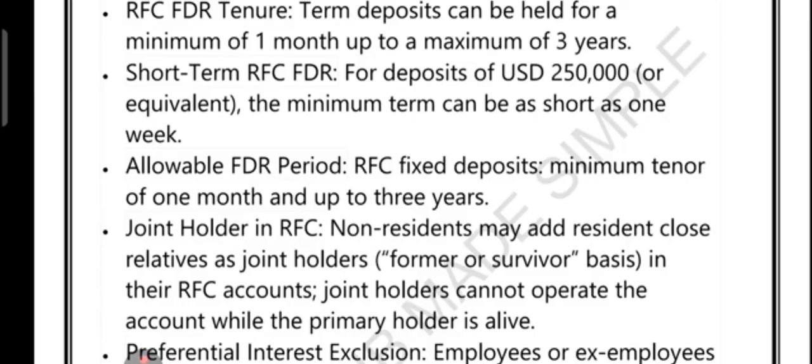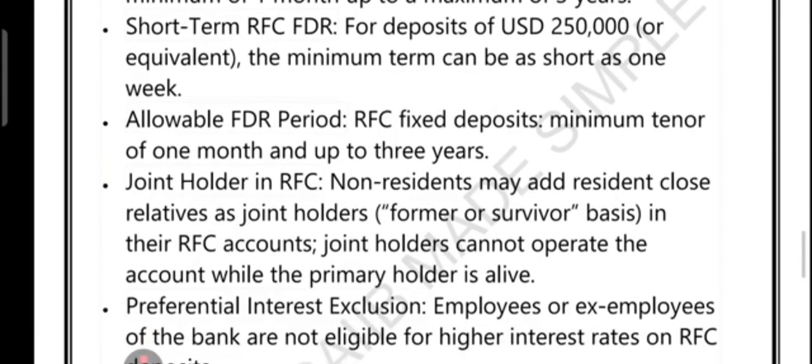Former or survivor basis, right? Bank staff don't get a special interest rate here. You can even open an account with an odd amount. No need for the nearest round figure.